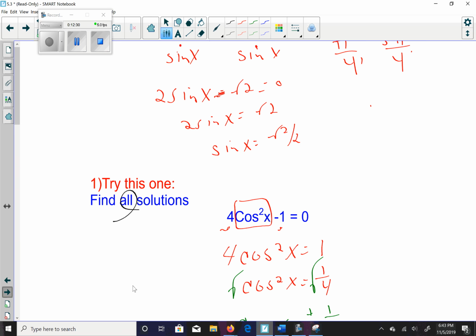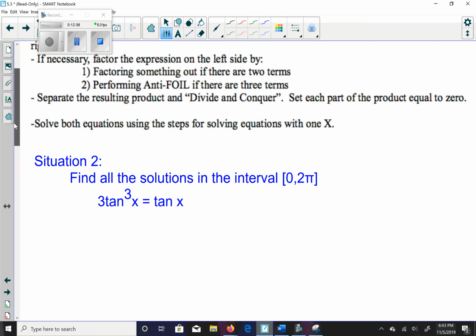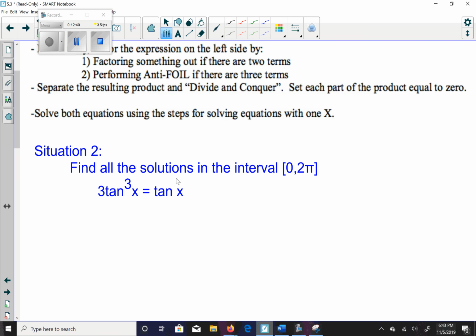The second situation is when I have one trig function, but the x is in more than one place. So there I have steps on your note sheets. What you're going to do is see if you can factor anything out. If it's quadratic, you're going to set it equal to 0. And then you're going to list all your possible solutions after you factor.